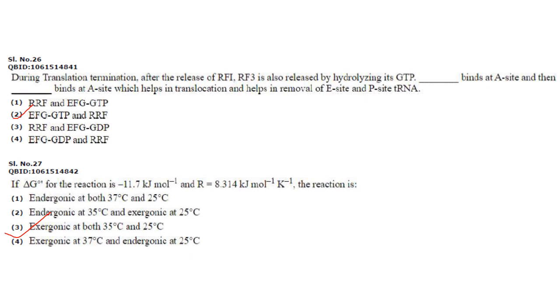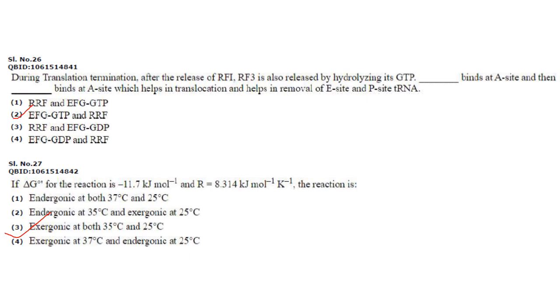During translation termination, after the release of RF1, RF3, that is release factor 1, release factor 3, it is found in bacteria. RF3 is also released by hydrolyzing its GTP. Dash binds at A site and then dash binds at A site, which help in translocation and helps in the removal of E site and P site tRNA.